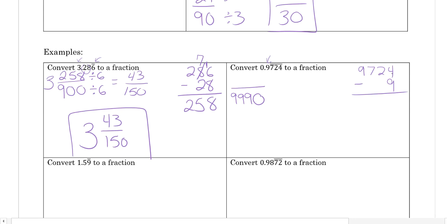So if I subtract 4 minus 9, I cannot do that, so I have to borrow a 10 from the 2. So that makes 14 minus 9, which is 5. 1 minus 0 is 1, 7 minus 0 is 7, 9 minus 0 is 9. So that gives me the numerator of 9,715.